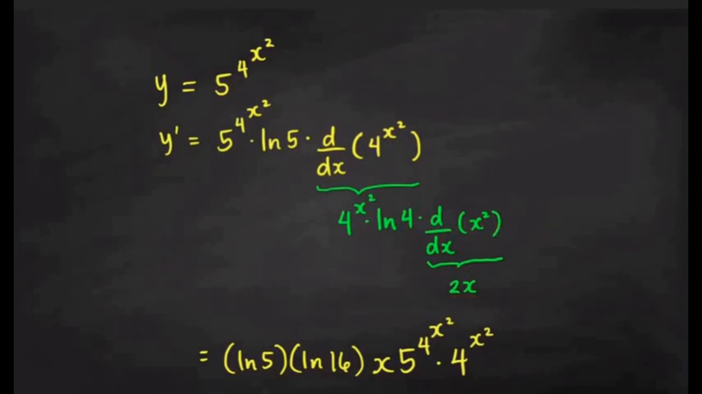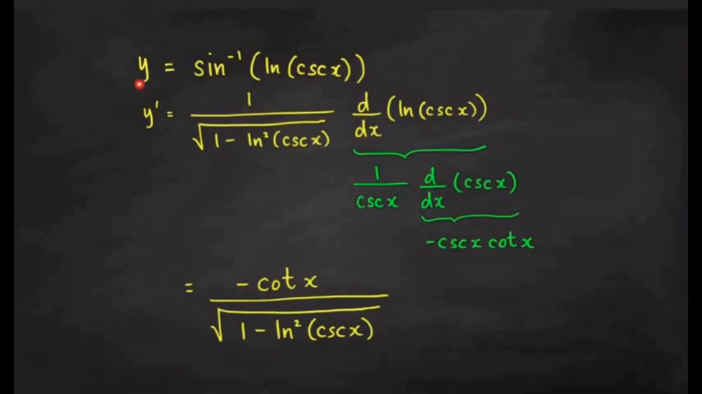So therefore the answer here will be: you have here ln 5 times ln 4 times 2, which becomes 2. ln 4 is the same thing as ln of 4 squared, so one can write that down as ln of 16, and then times x, and then times this expression, 4 raised to x squared.